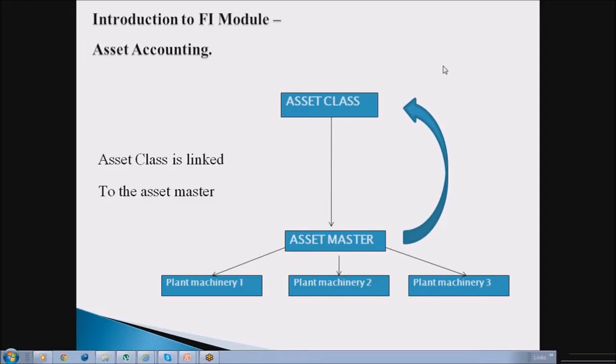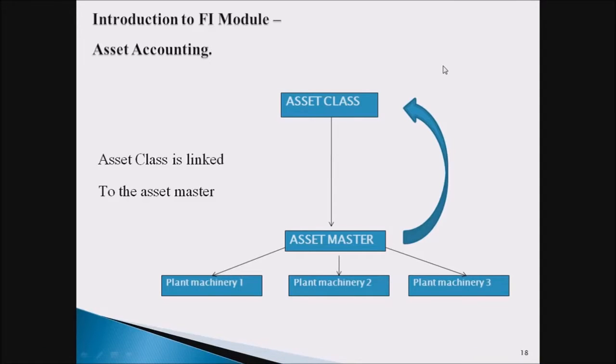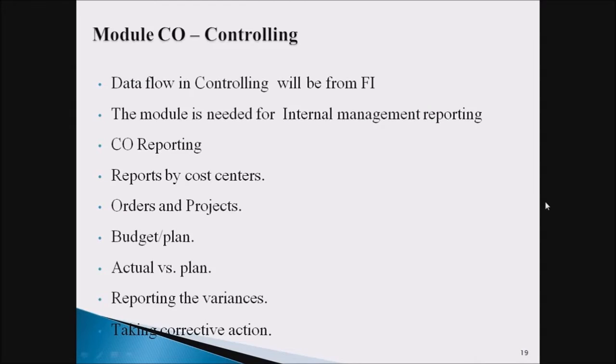Any questions still here? I hope things are okay. Fine. Now once we finish off the FI part, we go to the CO side. CO is more into the controlling area. So in general terminology, this is nothing but your management accounting, or costing, as we call it. The data flow in controlling will be from FI. The flow of data will always be from FI to CO.